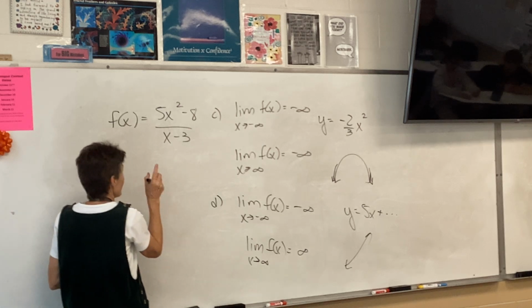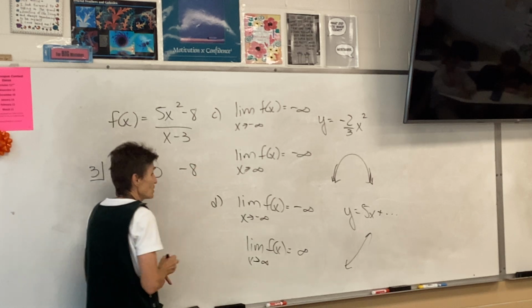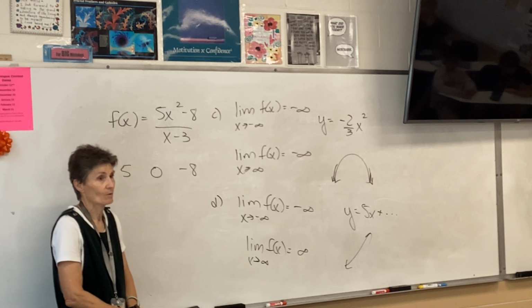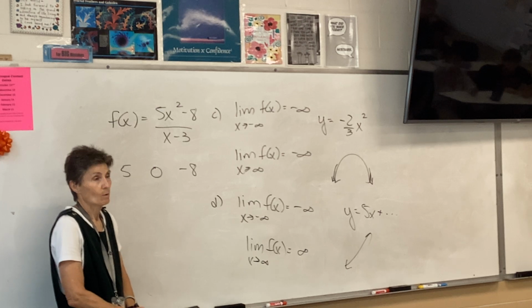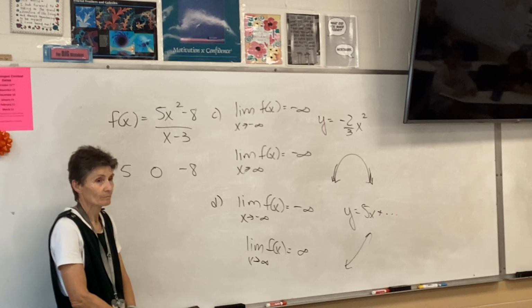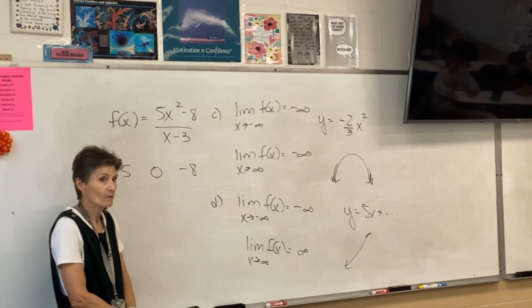Then I write down in descending order the coefficients of the dividend, the thing I'm dividing into. Okay, notice the 0, very important.